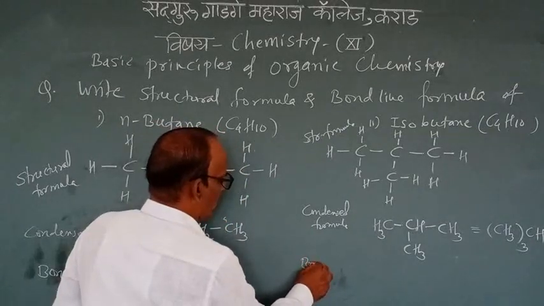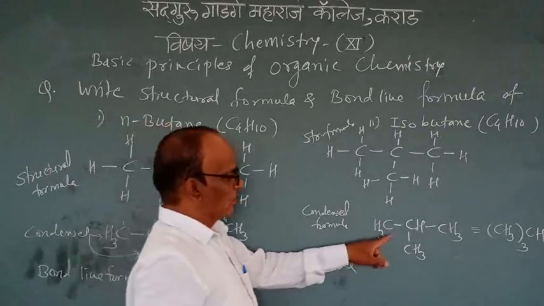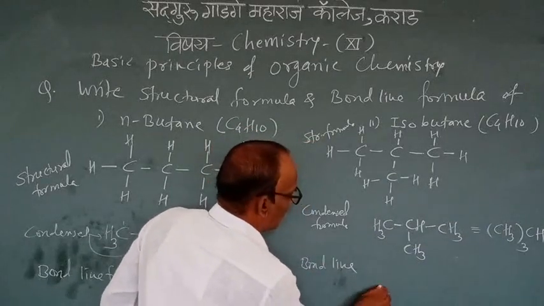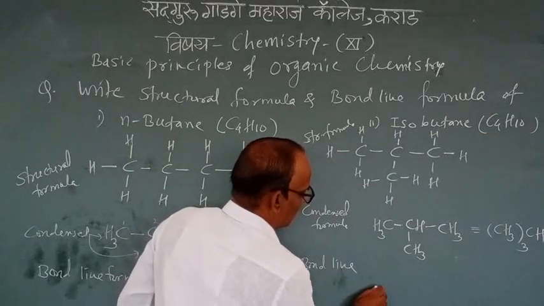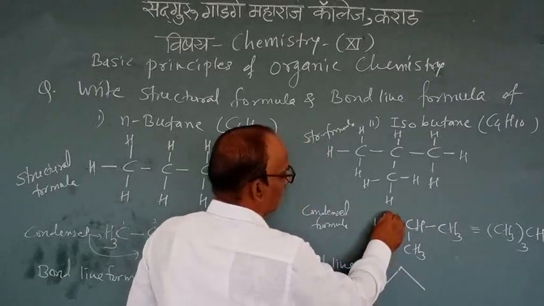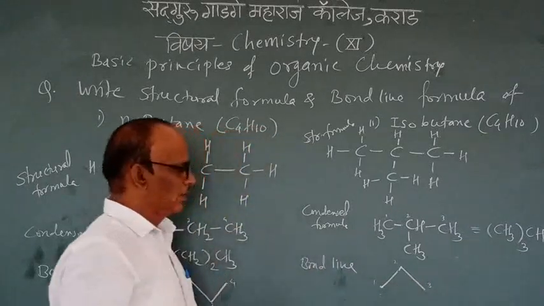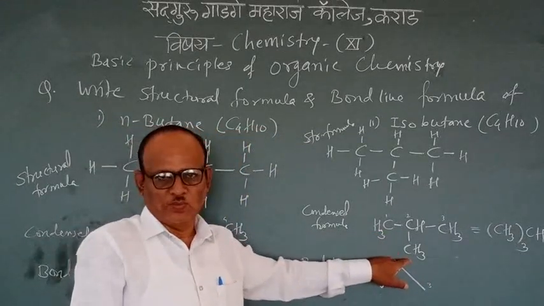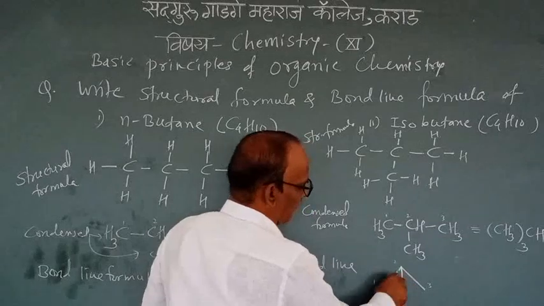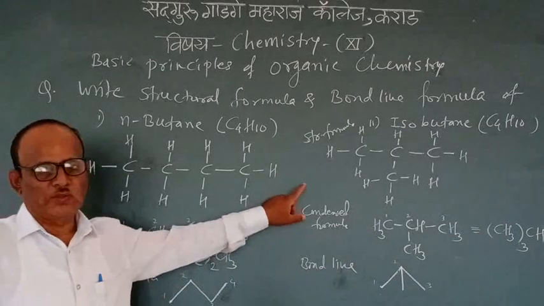So how to write the bond line formula for isobutane? There are 3 carbon atoms in a continuous chain. So first you write 3 carbon atoms. Start from this point. This is first carbon, second and third carbon. 1, 2 and 3. So this is carbon number 1, 2 and carbon number 3. Then at carbon number 2 there is a methyl group, that is the branch chain. So we will show here a methyl group at carbon number 2. So this structure is the bond line formula for isobutane.